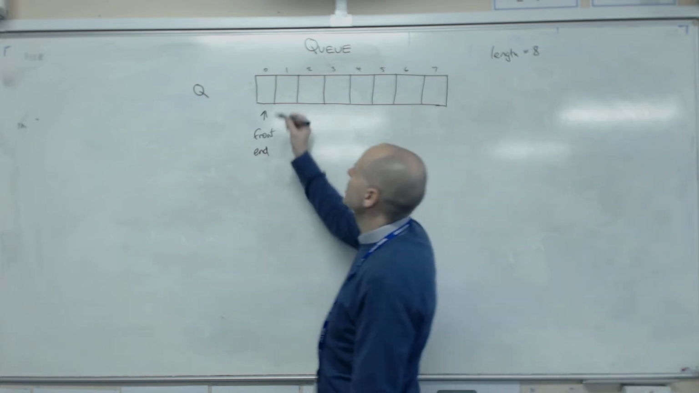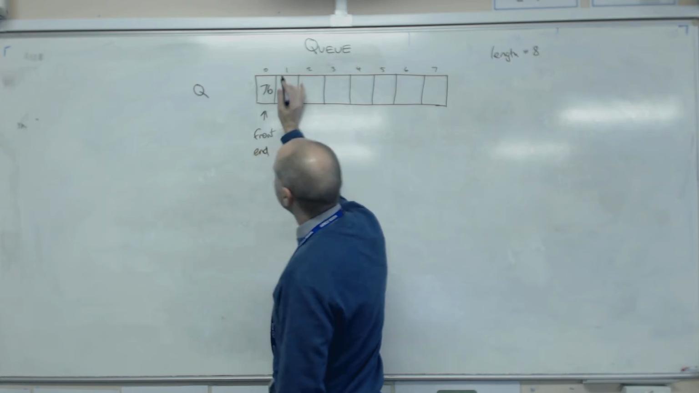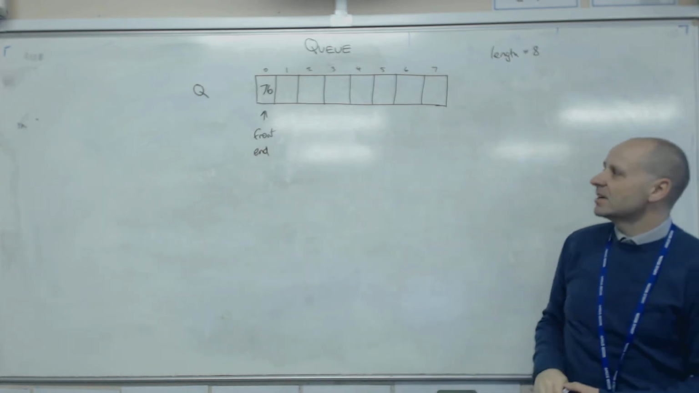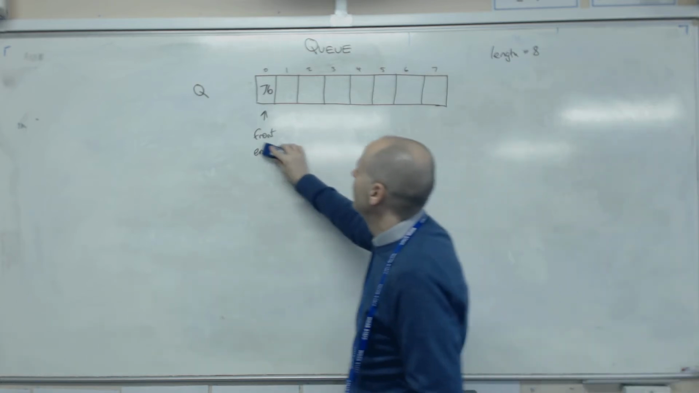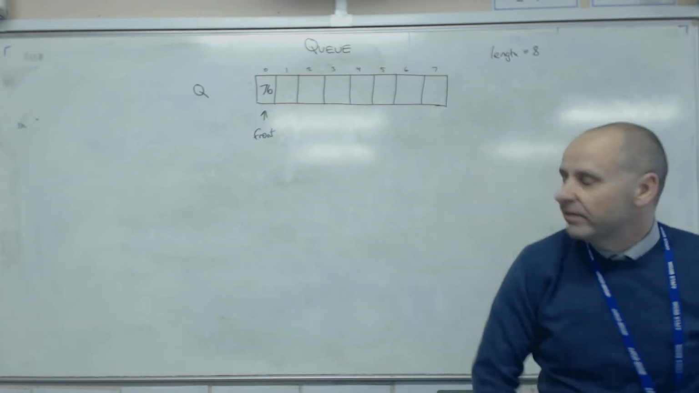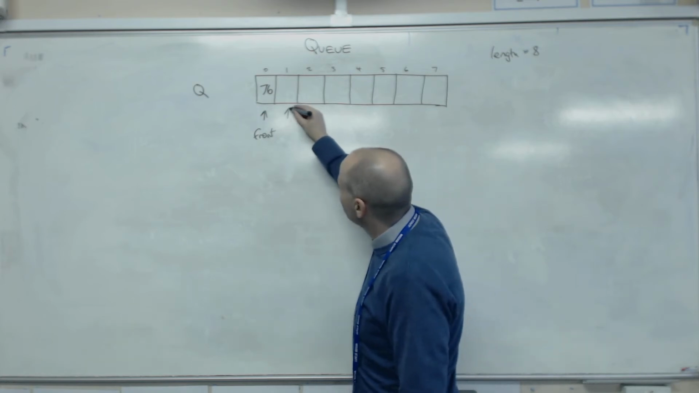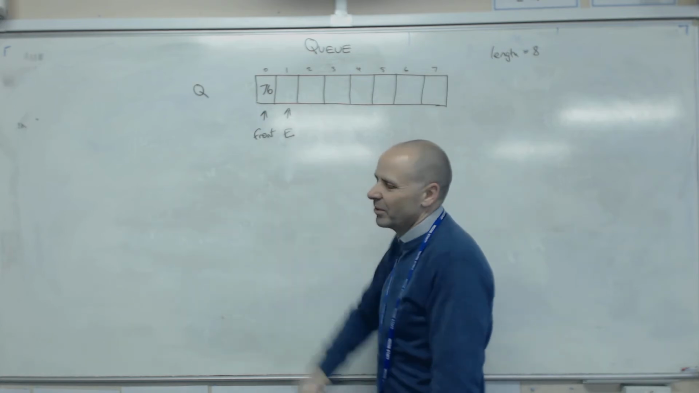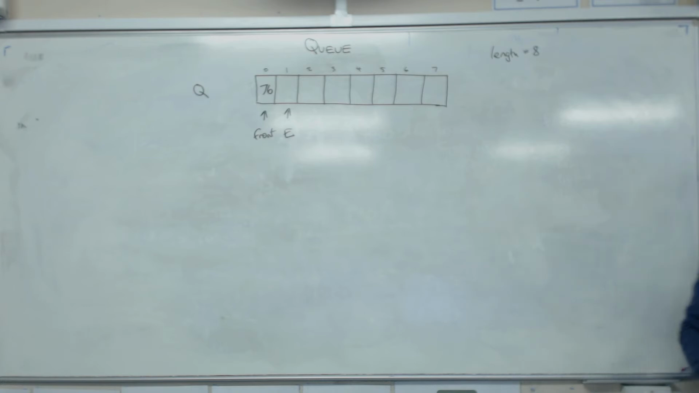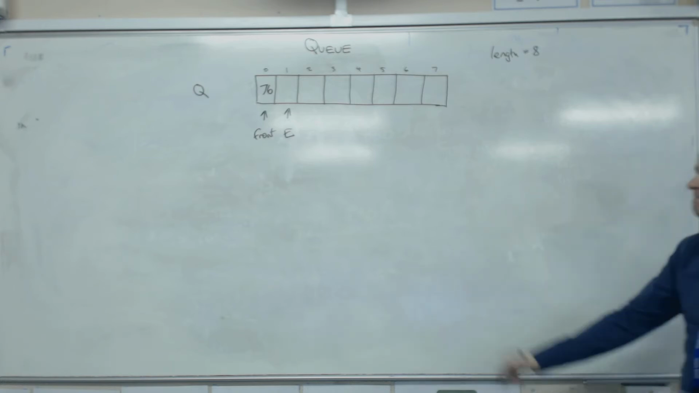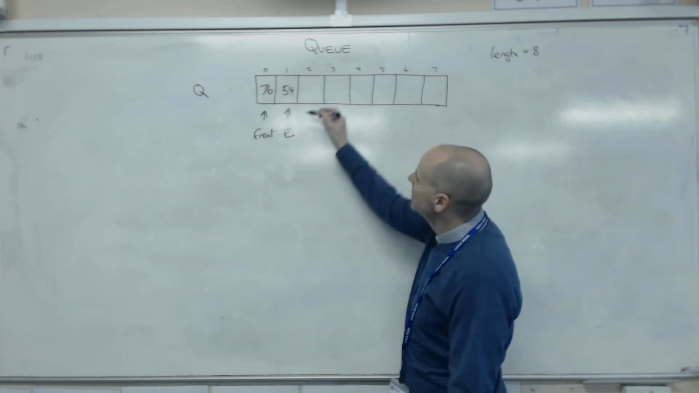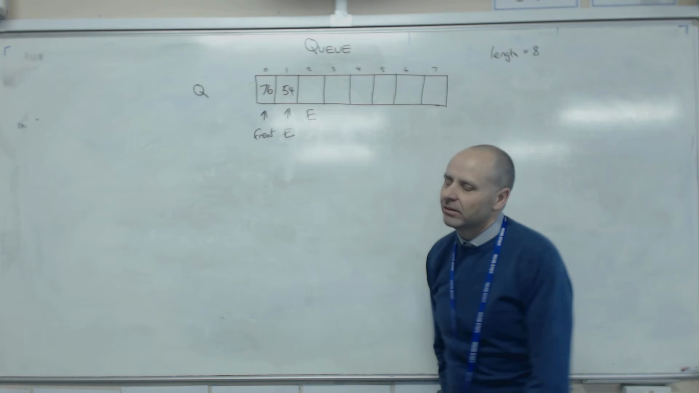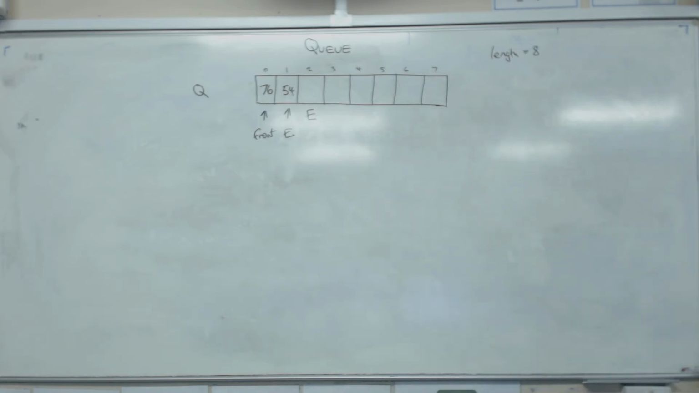So I'm going to add 76 to the queue. In my instance, the end pointer is always pointing at a free space. So end is now there; I'm just going to put E. If I add something else to the queue, it goes on the end. So let's say I add another number. I'll try and make it easy for myself.